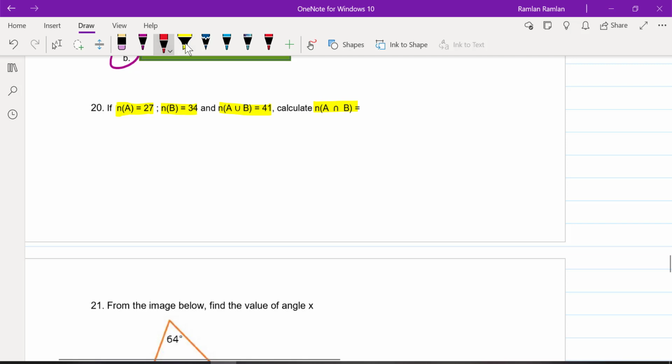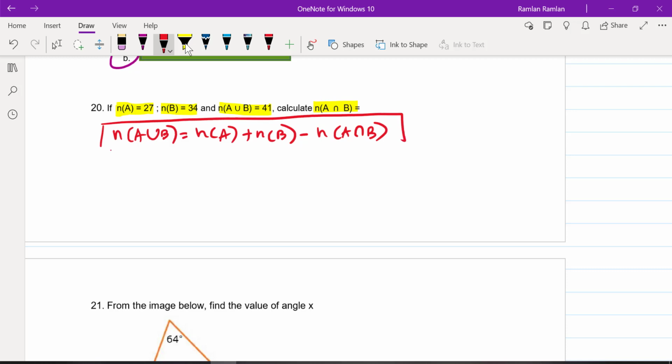So we have one formula that I gave you: n(A union B) equals n(A) plus n(B) minus n(A intersection B). We're going to use only this one formula for the topic of sets. We have all of the numbers here, and you only need to substitute them into the calculation. First, I'm going to name n(A intersection B) as P, because I don't want to write it all over again, to make it simple.